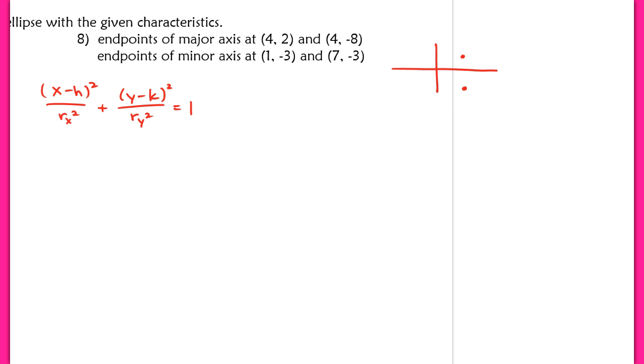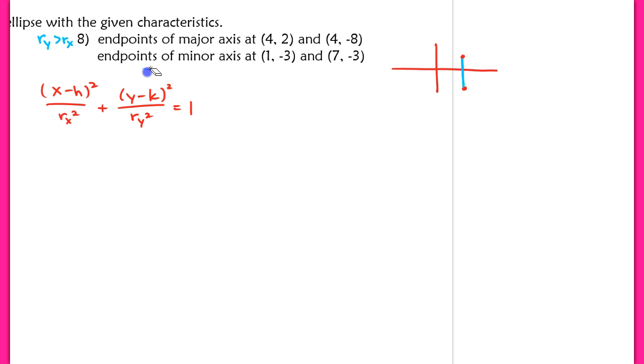Now I notice that these points lie on top of one another, which means the major axis is elongated in the y direction. So r sub y should be a bigger value than r sub x, okay? Now really all I have to do is find the center so that I can start plugging some stuff into this particular equation here.